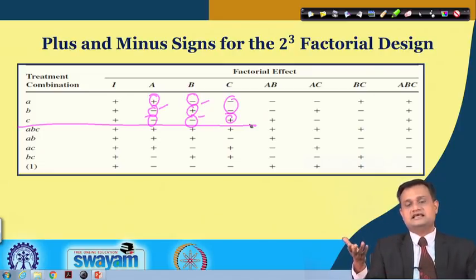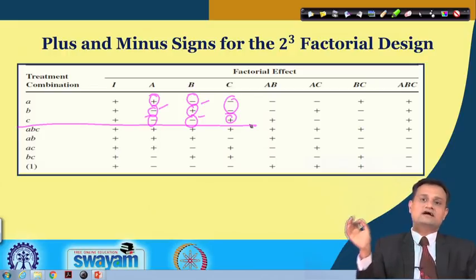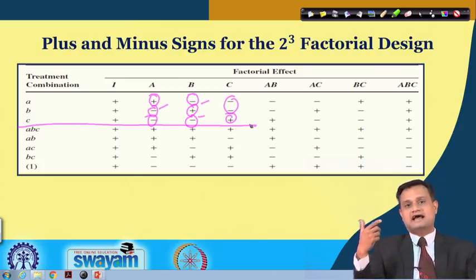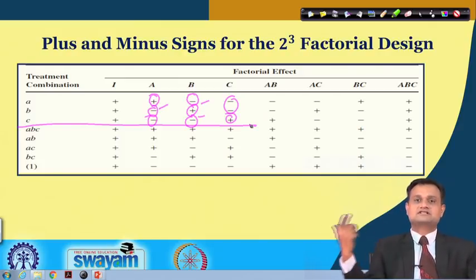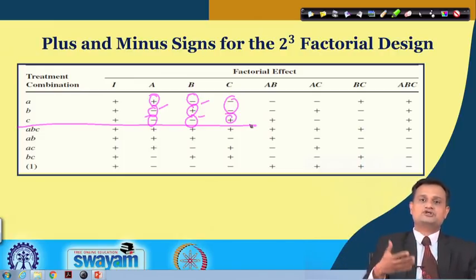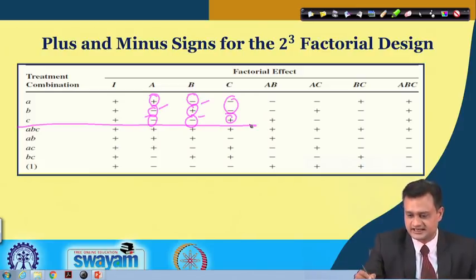So A, B, C is just the generic term, alphabet. You need to assign the factors in such a way that the factors which are easy to change may accept frequent change, and the factors which are difficult to change or have a negative or adverse effect on your response should be assigned to the column which has less frequent changes in the level. So I hope it is clear.